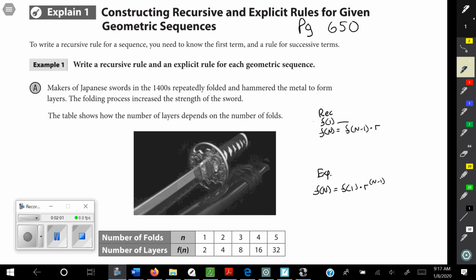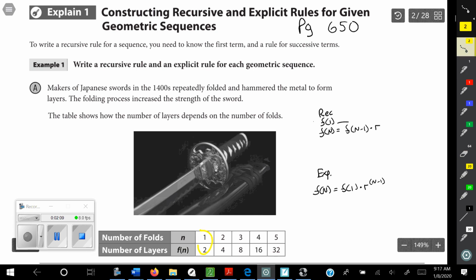So what it's saying is, if you look at the table, for one fold you had 2 layers, and then 2 folds is 4 layers, and 3 folds is 8 layers, and so on, and you get a geometric sequence. Here's the geometric sequence here. But like I said before, all you need to do is find two things. You need to find the first term and the common ratio.